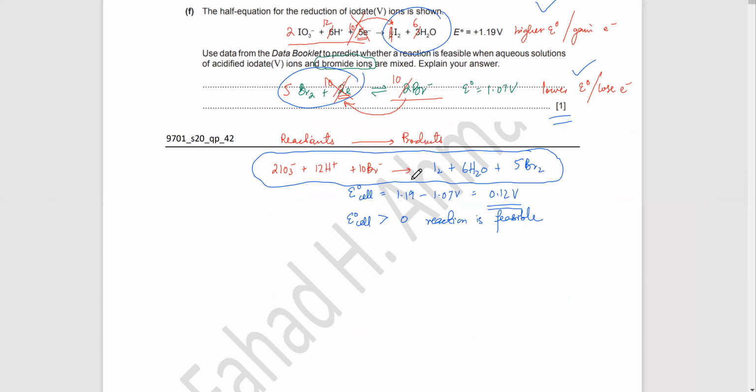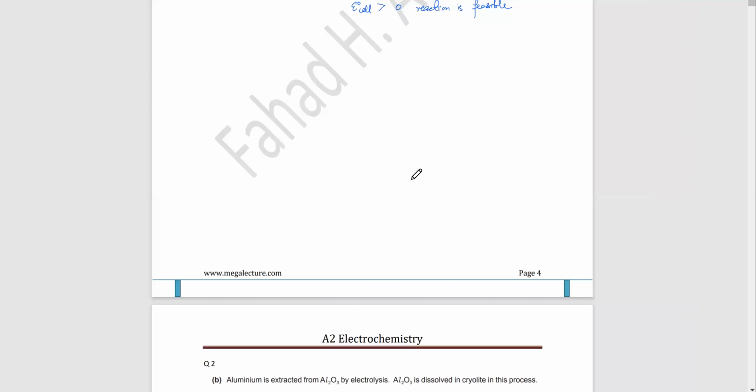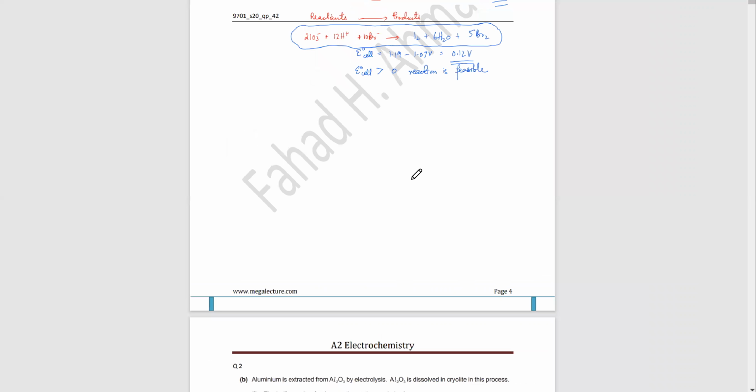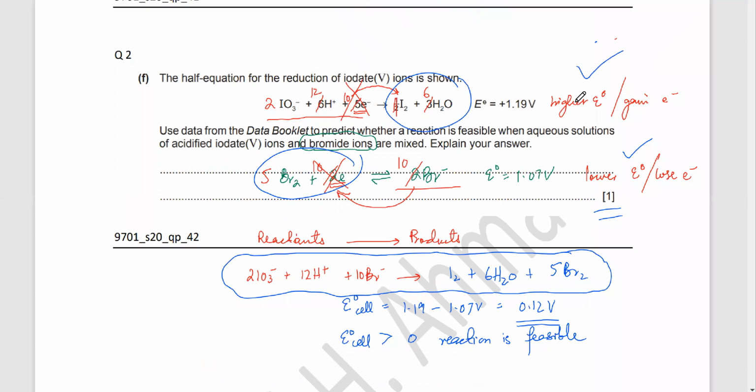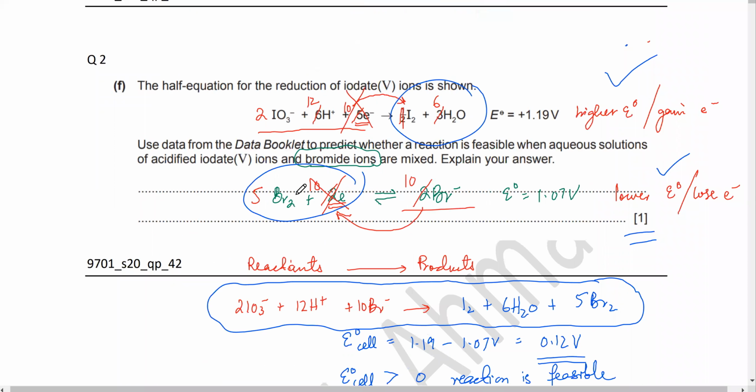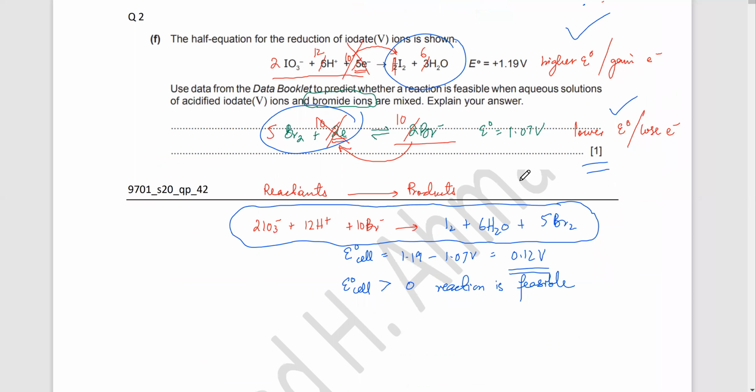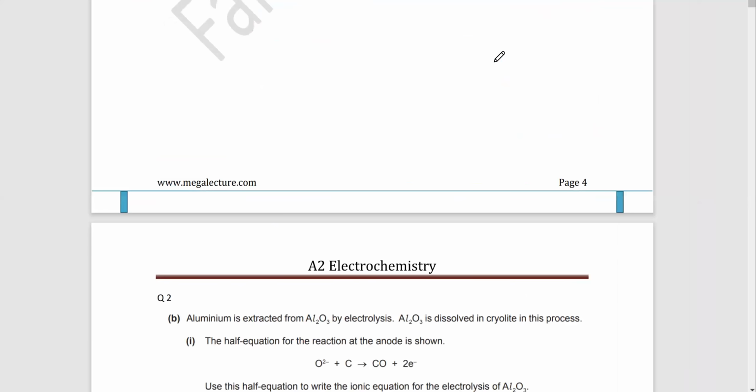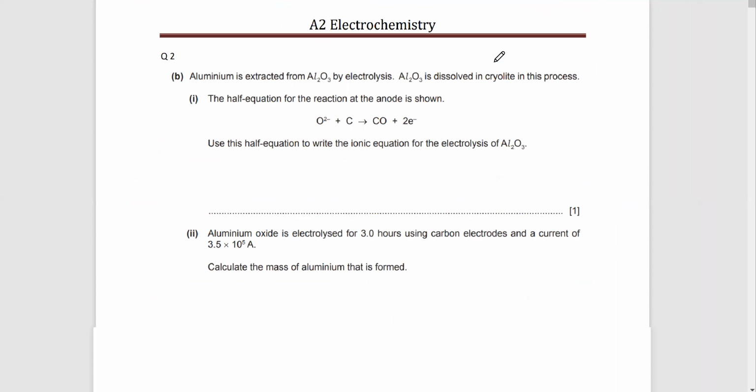So it is feasible. So E naught cell, whenever it's greater than zero, that simply means that the higher potential is the one that's going to gain electrons, and the lower potential is the one that's going to lose electrons. And electrons are going to flow between the two electrodes. Now, this is not going to be very feasible because 0.12 volts is a very small value. So electrons would flow between the two electrodes, but very, very slowly. The greater the potential difference, the more quickly the electrons are going to flow.